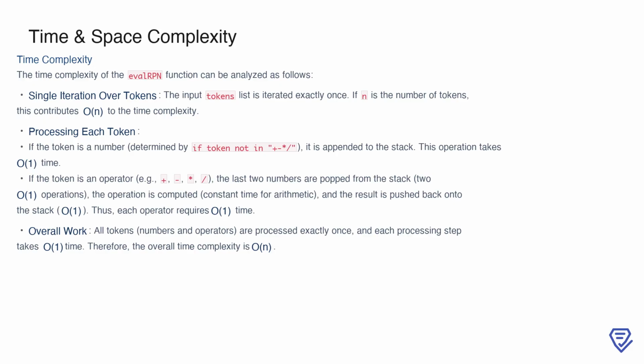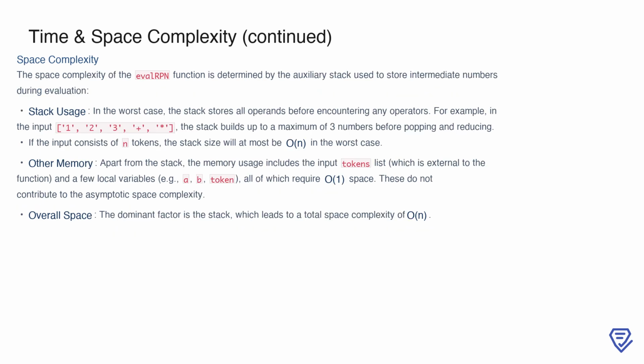Next, for each token, we either append it to the stack if it's a number, or, if it's an operator, we pop two numbers from the stack, perform the arithmetic operation, and push the result back onto the stack. All of these operations, whether pushing, popping, or arithmetic, are constant time operations, or O(1). Since every token is processed exactly once, and each processing step takes O(1) time, the total time complexity for the function becomes O(n).